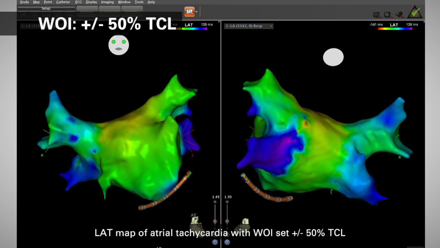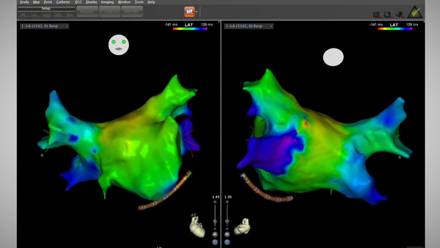Setting the window of interest to plus or minus 50% of the tachycardia cycle length, as many folks use, is helpful to some degree. It's indicating perhaps an early activation in that left pulmonary vein antrum. But nevertheless, it's a confusing map, as we have late activation and early activation coming from this left inferior pulmonary vein. Again, I don't think we could accurately pinpoint precisely where this tachycardia is originating from.